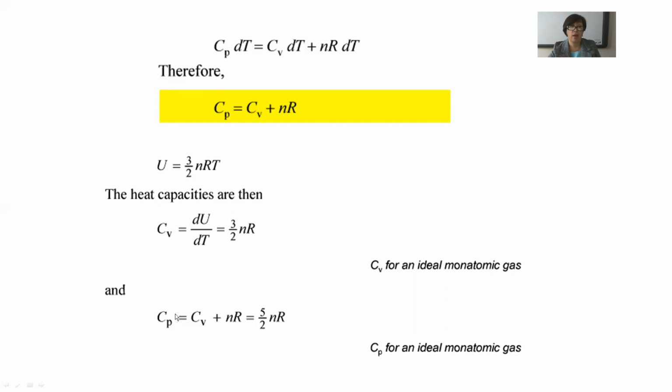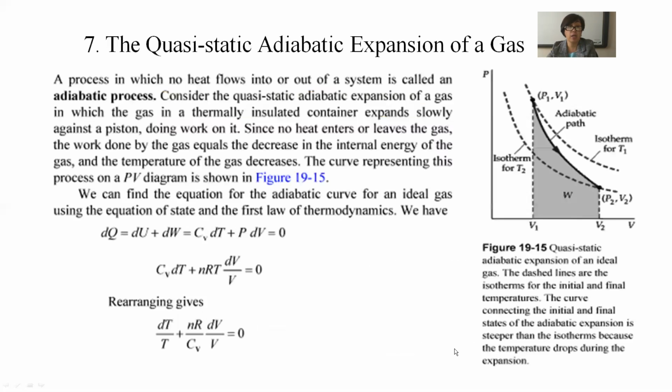And Cp, putting in the formula for Cv, 3 divided by 2 nR, plus nR, gives the final formula for a monatomic gas: Cp equals 5 divided by 2 nR. This is Cp for an ideal monatomic gas.